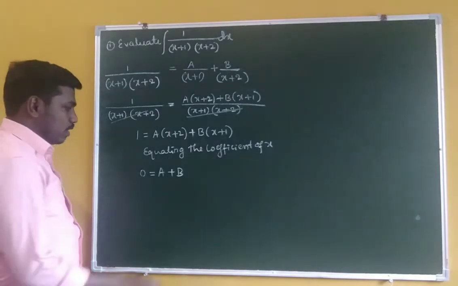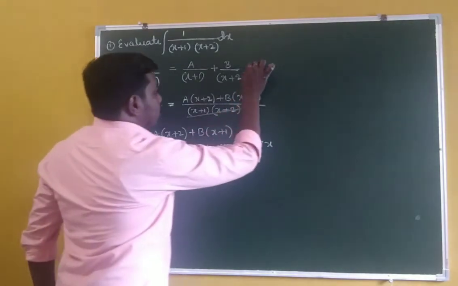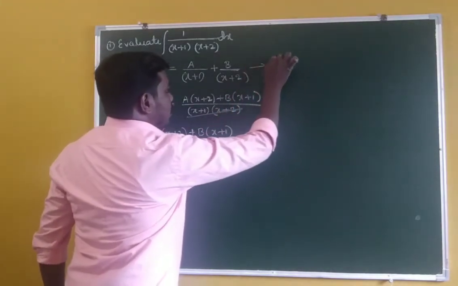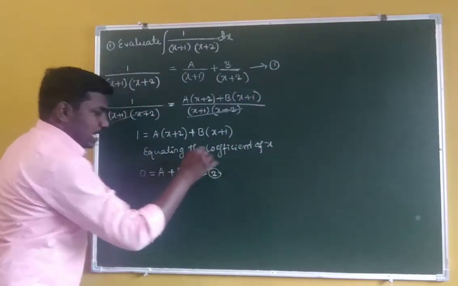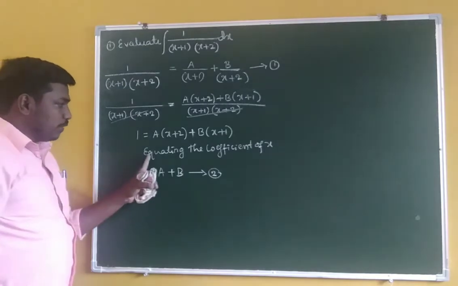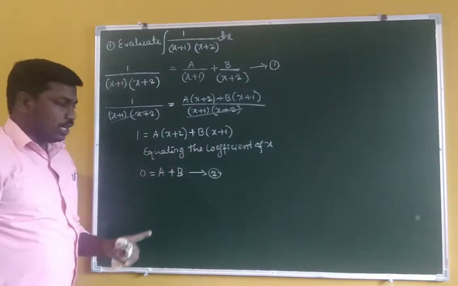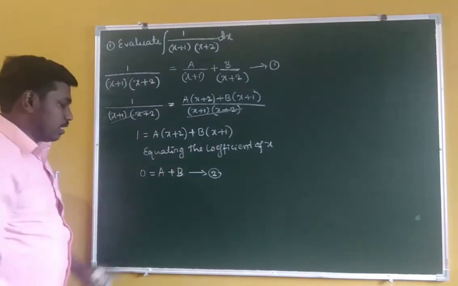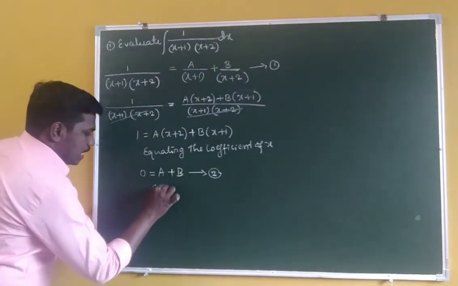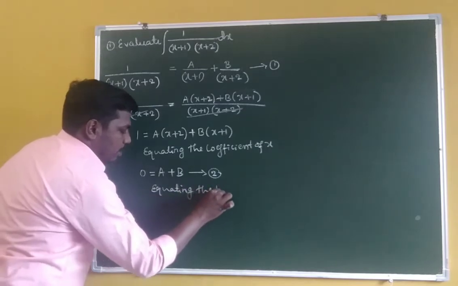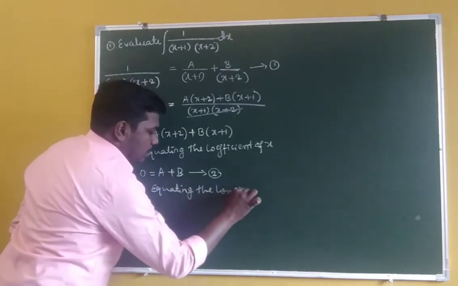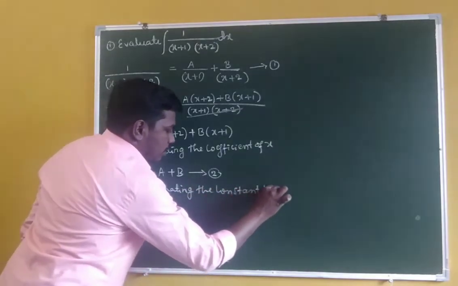Okay? This is called equation 1. Is called equation 1. Now we do equating the coefficient of x, and again, equating the constant term. Equating the constant term.